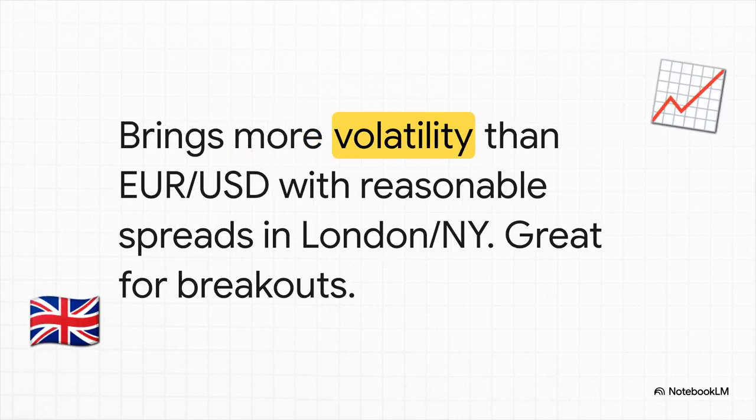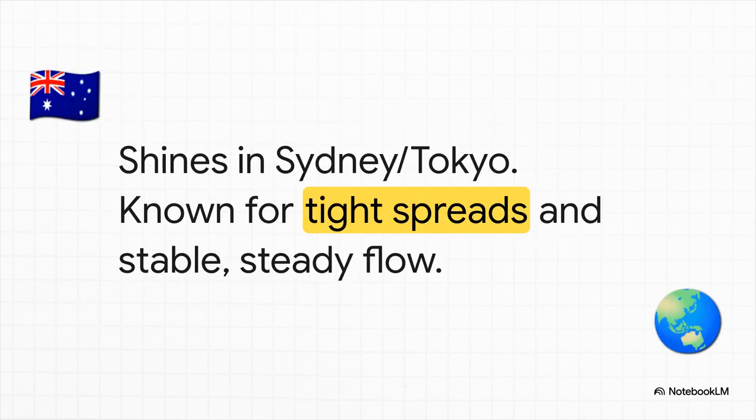And then we have the cable, GBP/USD. Now this one brings the heat. It's got way more volatility than the euro, which can mean bigger and faster opportunities. The spreads are still great during London and New York. It's an amazing pair for scalping breakouts, but you gotta respect its speed and its slightly wider costs. And rounding out our top tier is the AUD/USD. If you're trading during the Asian session, this is your go-to pair.